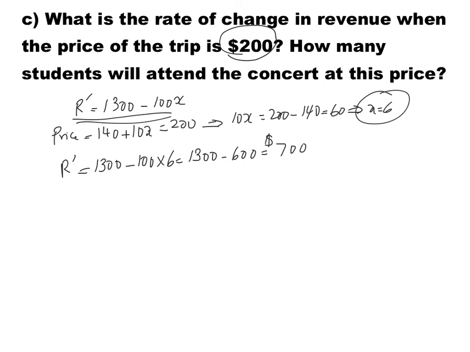Now the question is, how many students will attend the concert at this price? Remember that the equation for the number of students is 200 minus 5x, which is 200 minus 5 times 6, which is 200 minus 30, which is 170 students.